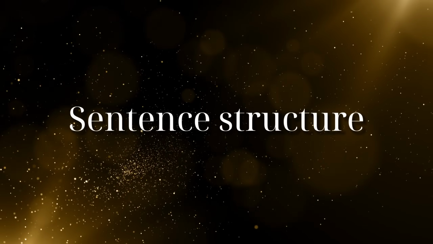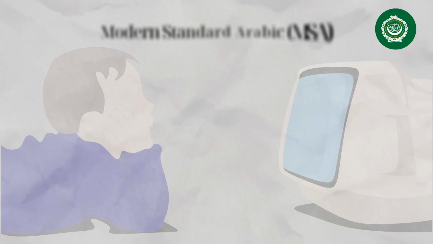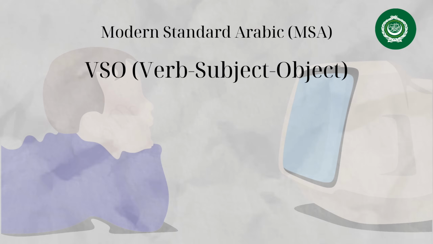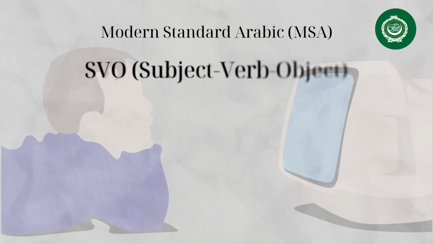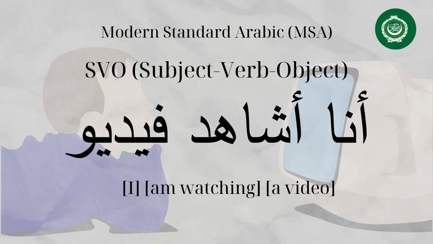The second big difference is the word order in sentence structure. Let me illustrate the different sentence structure of these three languages with the same sentence: I'm watching a video. In Modern Standard Arabic, the sentence structure is VSO, verb, subject, object, but SVO can also be used in modern contexts. We say, Ana ashahidu video.